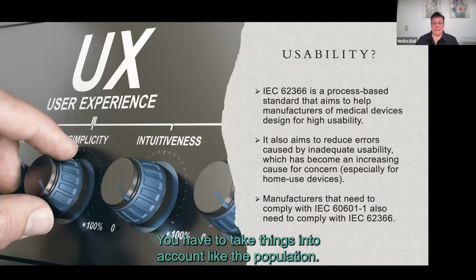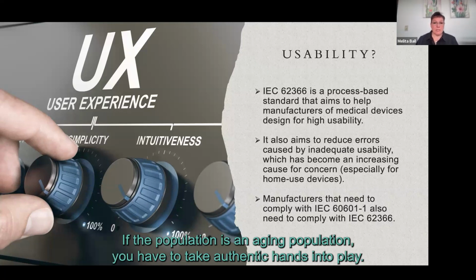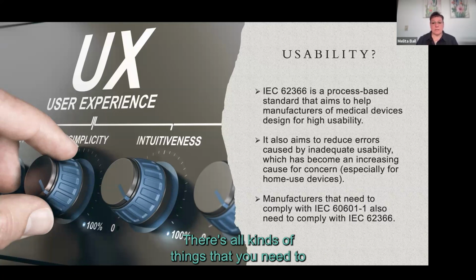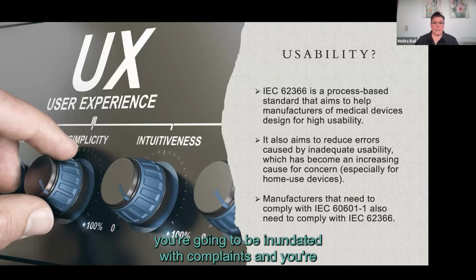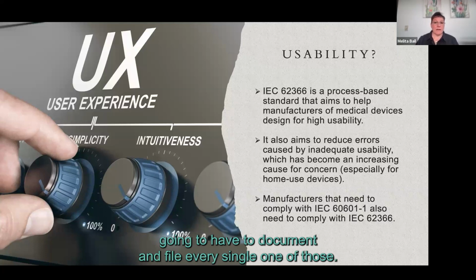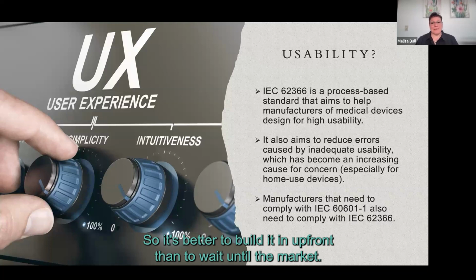You have to take things into account like the population. If the population is an aging population, you have to take arthritic hands into play. There's all kinds of things that you need to look at. And building that into the design up front is going to save you time and money in the future, because if you put your device on the market without good usability, you're going to be inundated with complaints, and you're going to have to document and file every single one of those. So it's better to build it in up front than to wait until the market.